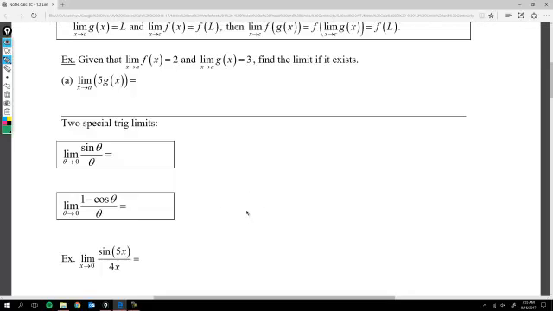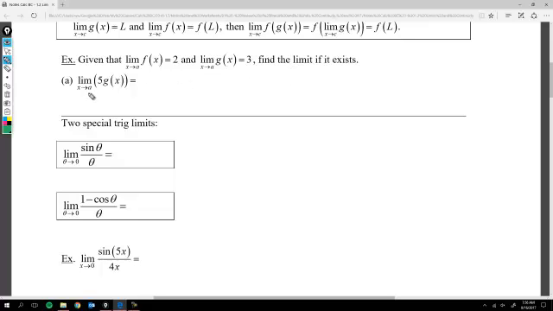So the first thing we're going to do is look at this. They gave us no actual functions, just a bunch of letters, but they did tell us that the limit of f of x as x approaches a is 2, and the limit of g of x as x approaches a is 3. Notice that these are not the same number. And then it wants us to find the limit.